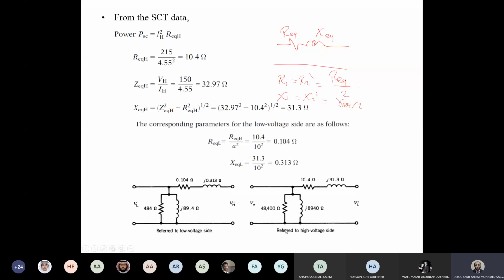However, if you would like to know the values of R1 and R2 prime, we can assume that R1 equals R2 prime equals R equivalent over 2, and similarly X1 equals X2 prime equals X equivalent over 2. If you would like to get the values on the other side, simply you can use the turns ratio to get the values of R equivalent and X equivalent. So now this is the equivalent circuit referred to the high voltage side, and this is the same equivalent circuit referred to the low voltage side. Is it clear?